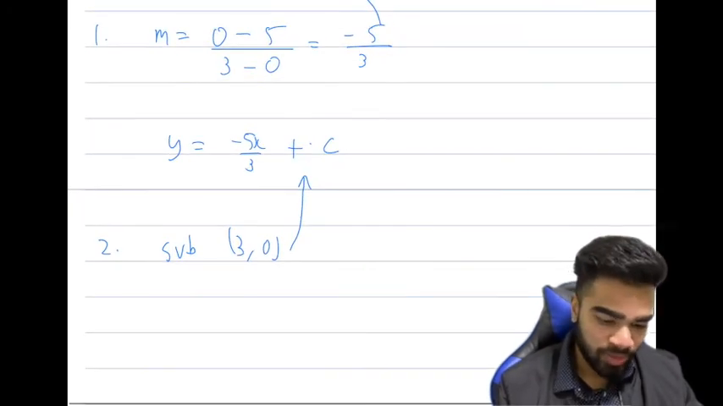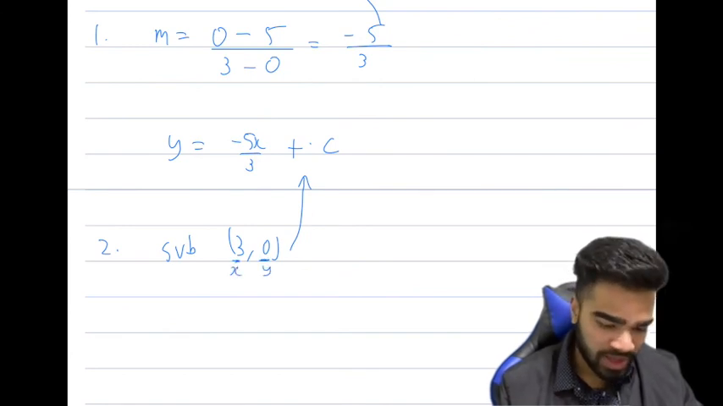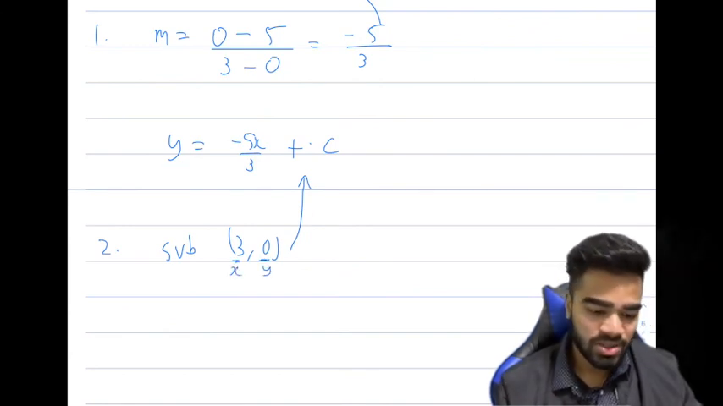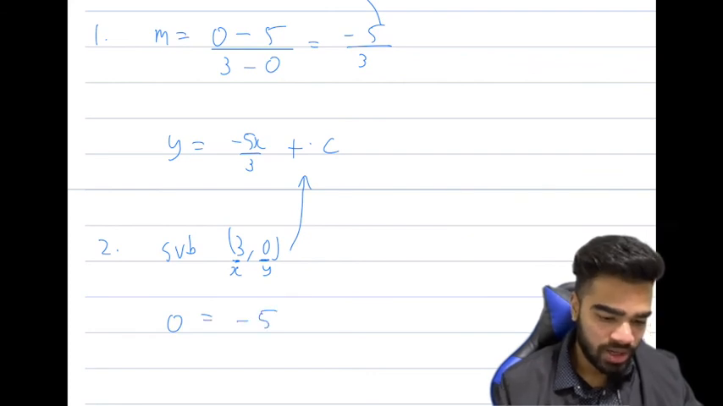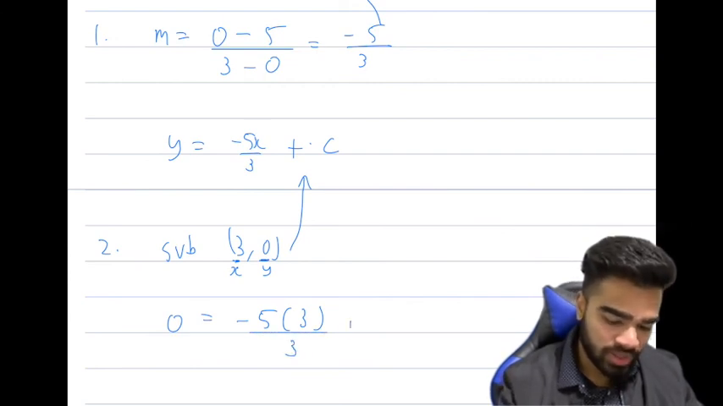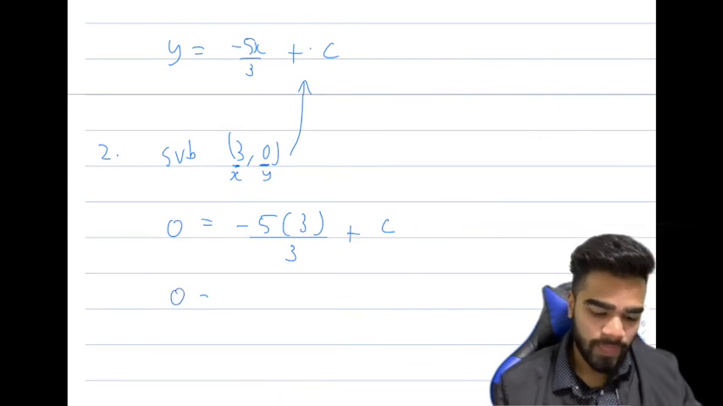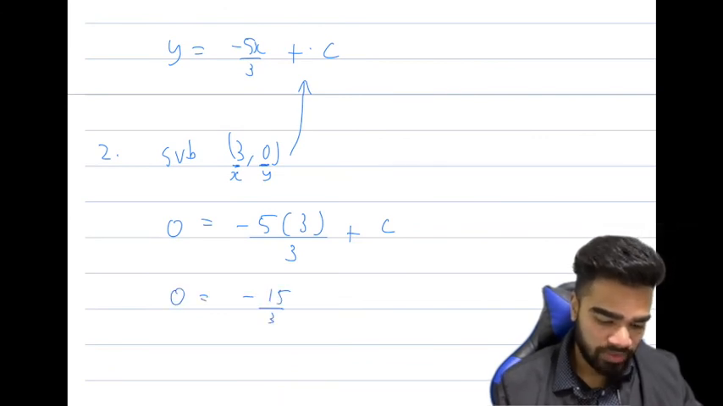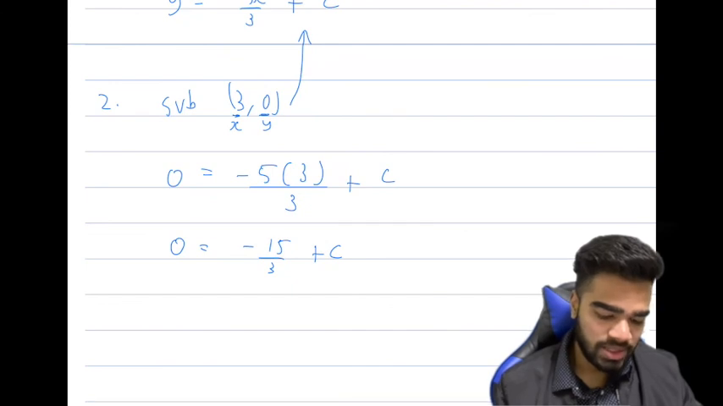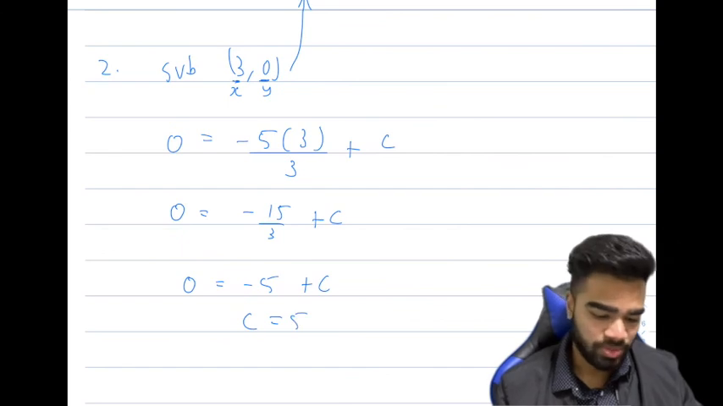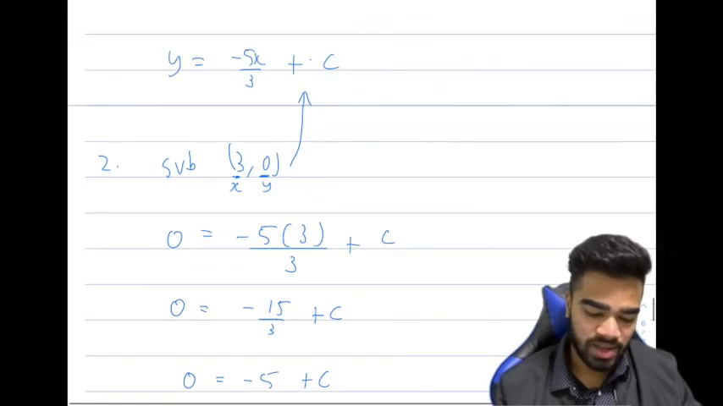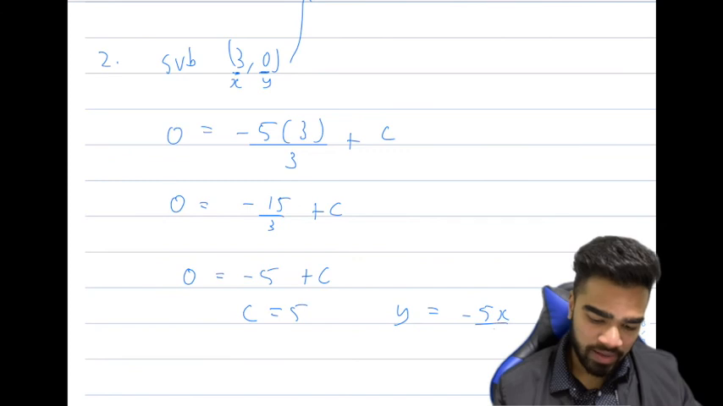Again, remember when you're using this equation, it's not x1, y1. It's x and y that you're subbing in. So y is 0, which is equal to negative 5 multiplied by 3 over 3, plus c. So you have 0 is equal to negative 15 over 3 plus c, and then 0 is equal to negative 5 plus c. Simple, so c is equal to 5. So what's the final answer? Y is equal to negative 5x over 3 plus 5.